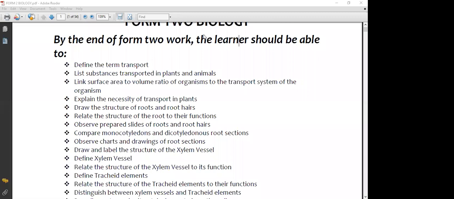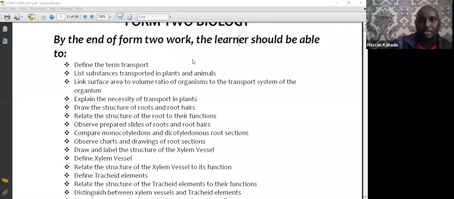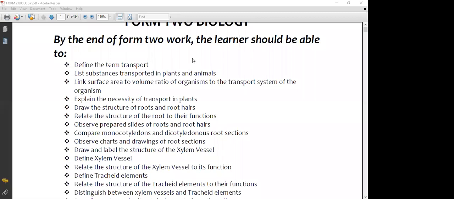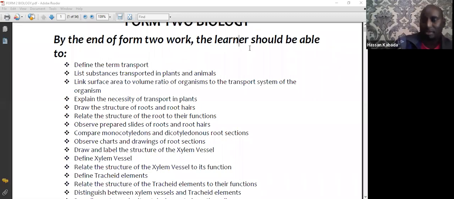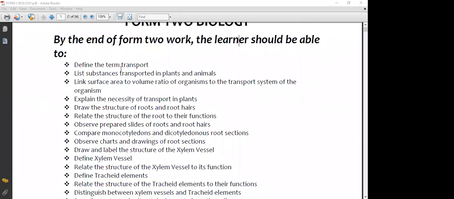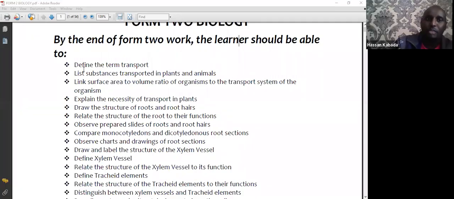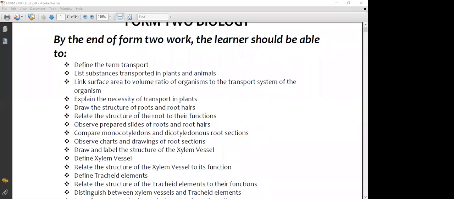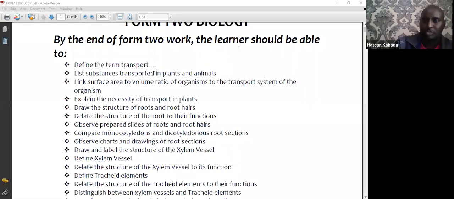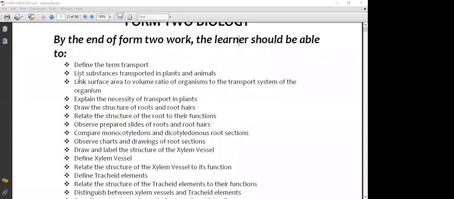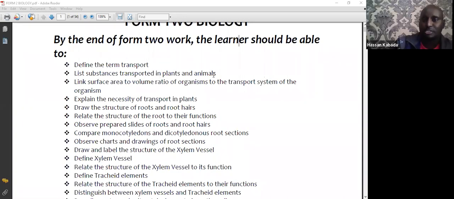Before we continue with the transport itself, let us try to go through this thing here about by the end of the Form 2 work. By the end of this topic, the learner should be able to, one, what is expected of you in this topic. Number one is define the term transport. That's what I was about to start. Number two, list substances that are transported both in plants and animals.